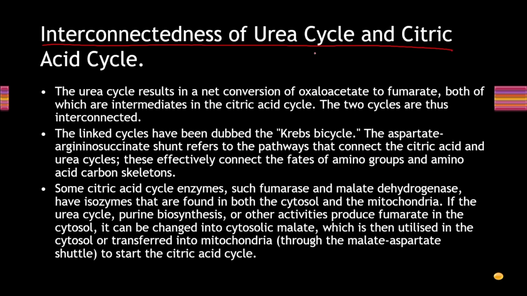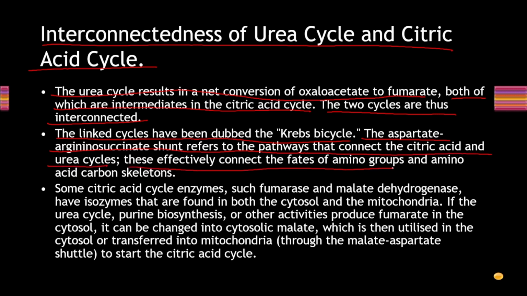Interconnection of the urea cycle and the citric acid cycle. The urea cycle results in the net conversion of oxaloacetate to fumarate, both of which are intermediates in the citric acid cycle. The two cycles are then interconnected. The linked cycles have been dubbed the Krebs bicycle. The aspartate-argininosuccinate shunt refers to the pathway that connects the citric acid cycle and the urea cycle. These effectively connect the fates of the amino groups and the amino acid carbon skeleton.